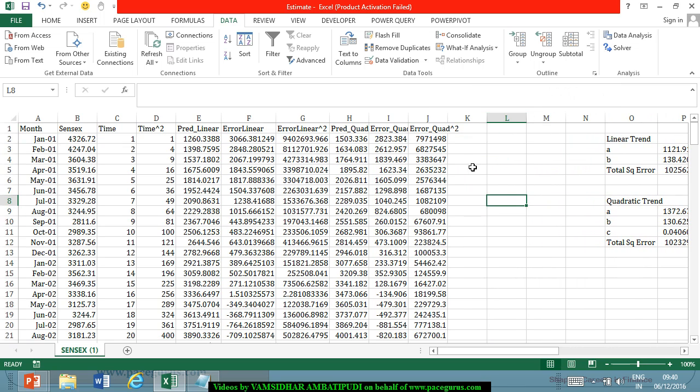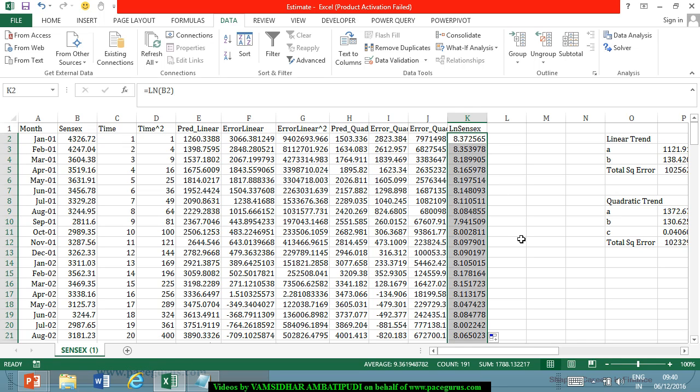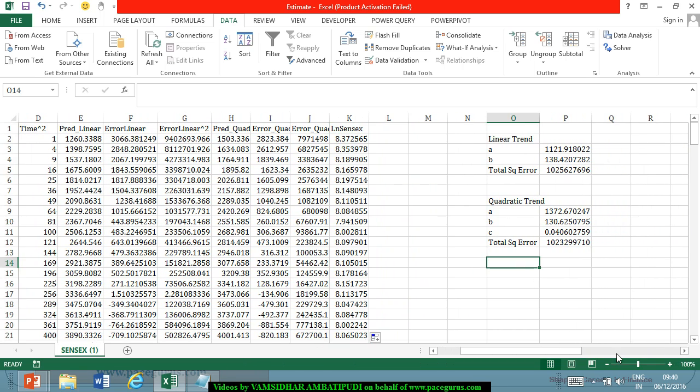Then what about the exponential trend? For the exponential trend, we need to take the logarithm of the dependent variable. We are not taking the dependent variable as it is. So this is where I'll take log sense x, where we are considering the logarithm of the dependent variable. I'm taking the logarithm of this one. So these are the log values. Now the time is still the same. So let's go with the exponential trend.